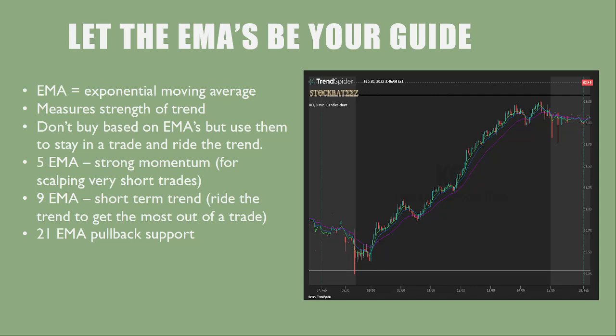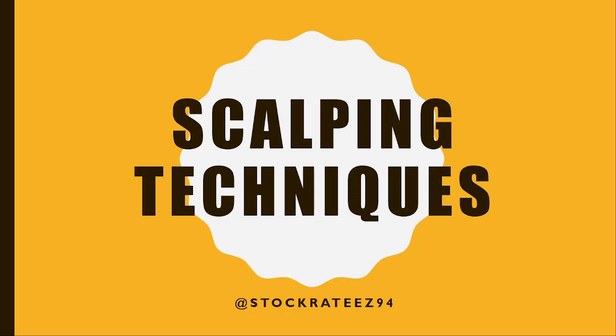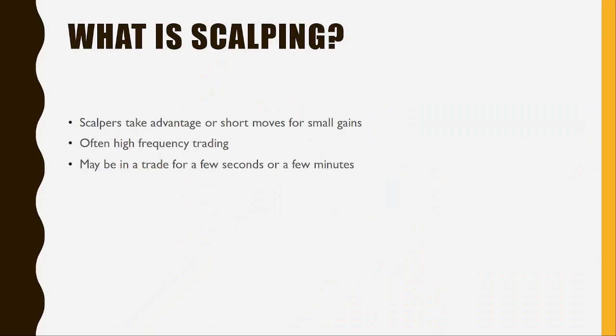I don't like the scalpers who go for like 1 to 2% options trades. That's fine if you want to do that, but we want to get a little bit more out of that. So let's talk about some scalping techniques that I personally use and developed. So what is scalping? Scalpers take advantage of short moves for small gains, and they often trade high frequency. They're in and out, in and out. They're masters at reading price action. They can be in a trade for a few seconds or even a few minutes.